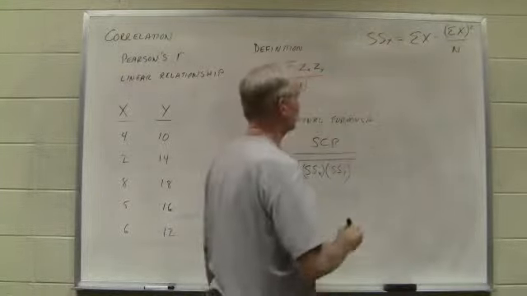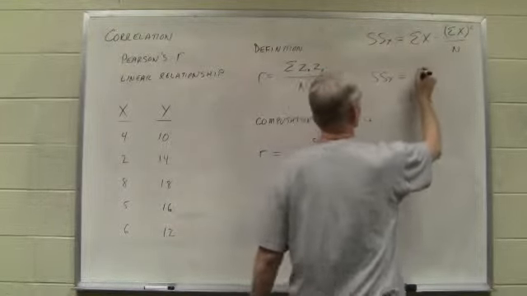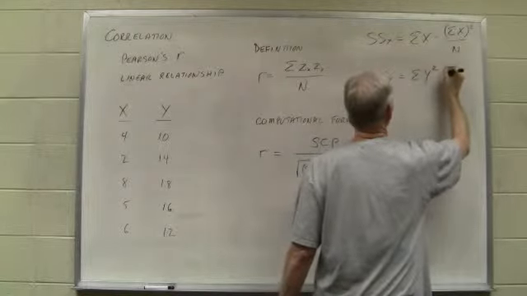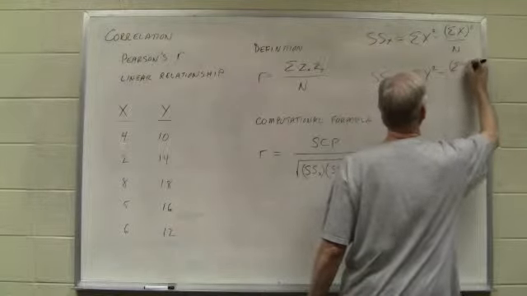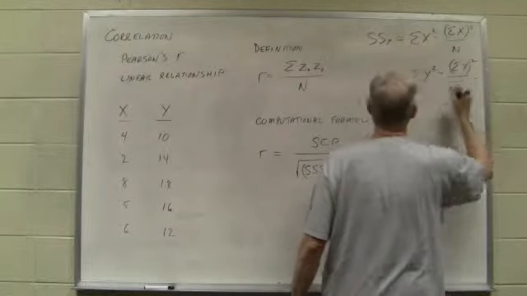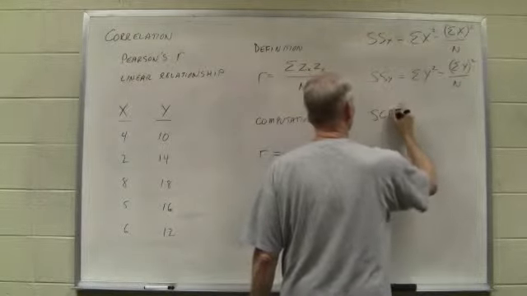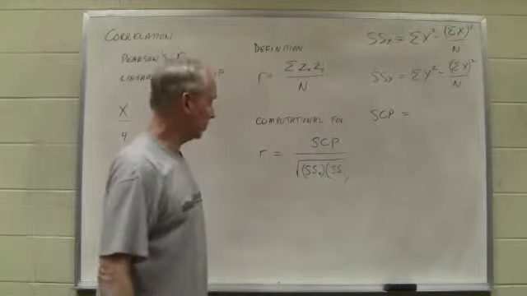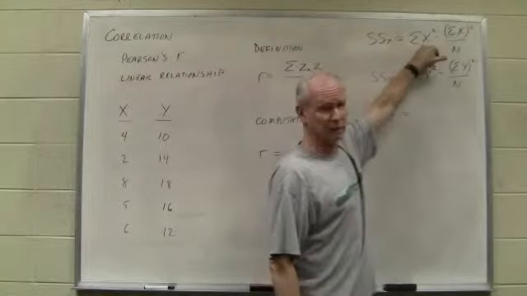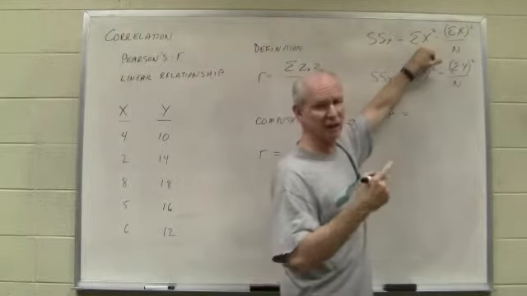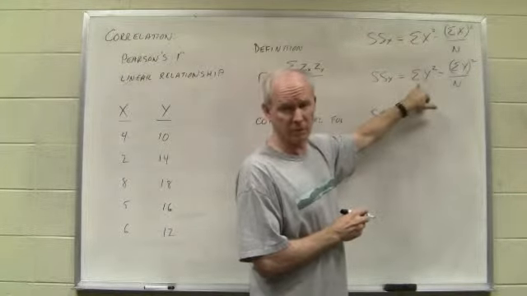Here's our raw score formula for the sum of squares of x's. Here's our raw score formula for the sum of squares of y's. And here is our formula for the sum of cross products. Now notice up here, the first term of this formula is basically summing up all the x times x's. And for the y's, it was summing up all the y times y's.